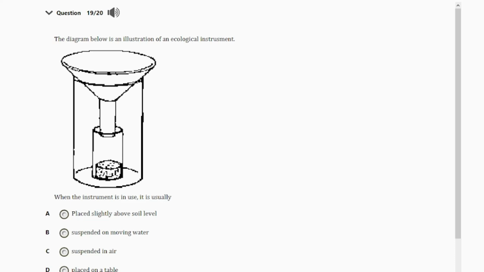It says, when the instrument is in use, it is usually A, placed slightly above soil level, B, suspended on moving water, C, suspended in air, and D, placed on a table. So guys, the answer to this question is option A, placed slightly above soil level. When a rain gauge is in use, it is placed above the soil level in an open space where there is no obstacle to prevent rainfall.